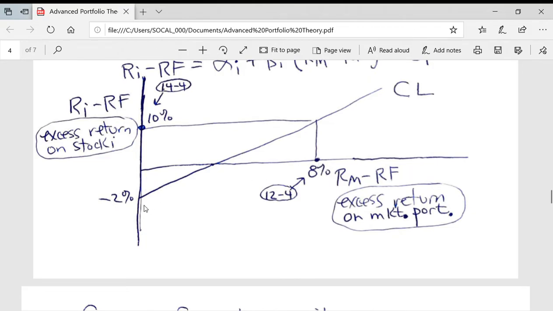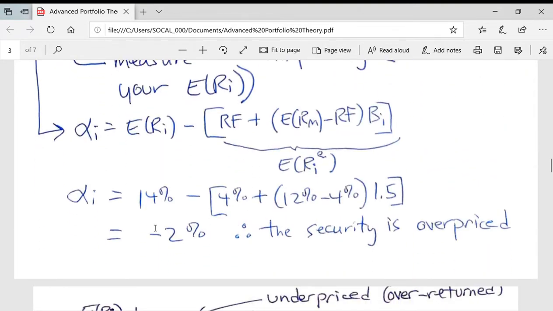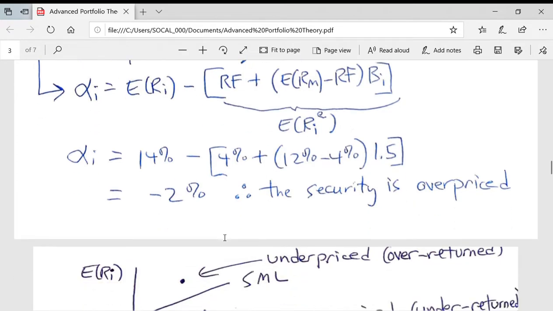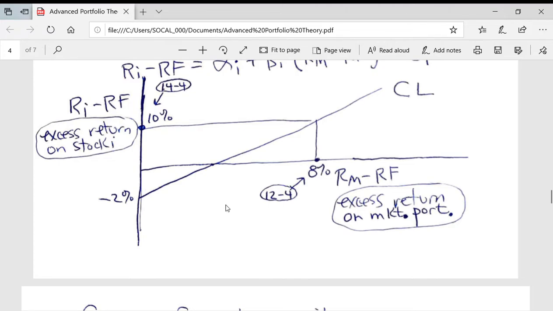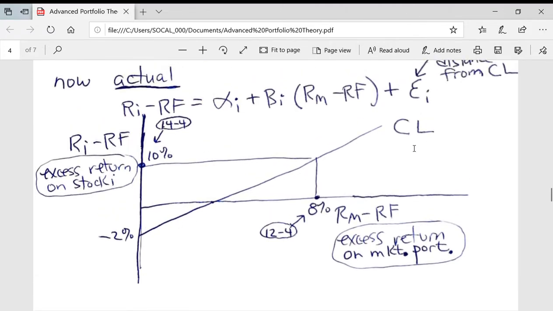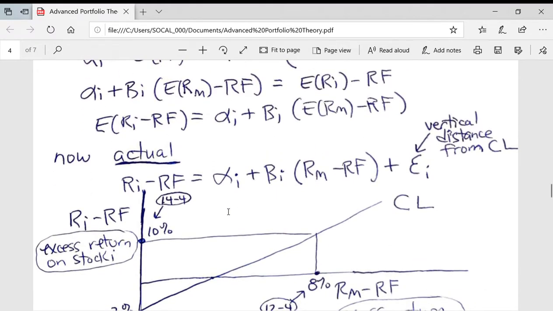Notice, very importantly, that the vertical intercept of the characteristic line is the alpha, minus 2%. Earlier it was calculated as 14% minus 16% or minus 2%. So the vertical intercept of the characteristic line is alpha. Now, the characteristic line again is for one security, and this is one security and my personal expected return of 14%. So when you create a characteristic line for a stock, it's your opinion, because it's based upon your expected return on the stock. And then the actual is the R sub I, what actually happens.